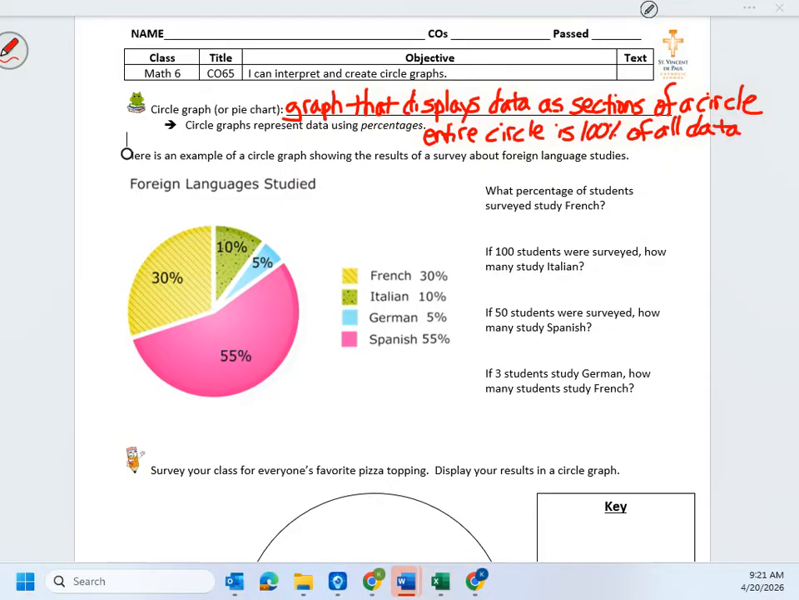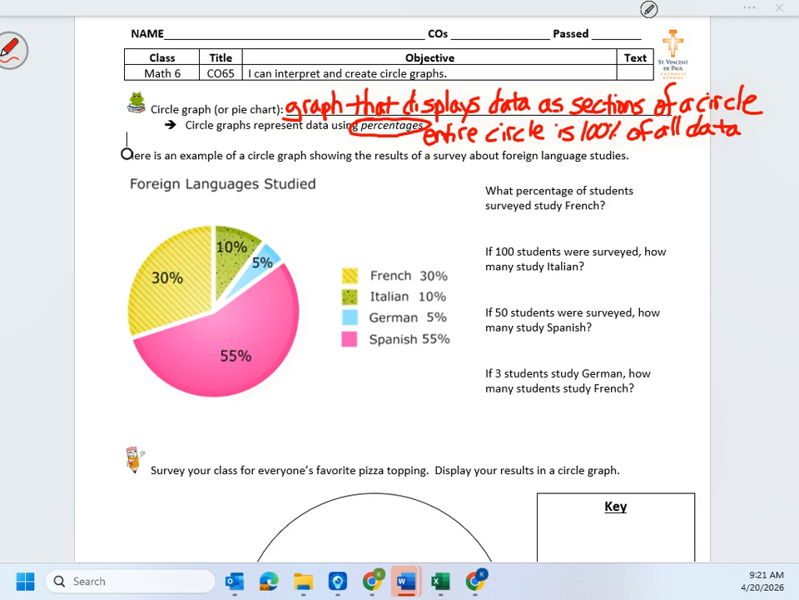So if we had 28 people in the class take a test, that 100% of the circle is all 28 scores. So we use a circle graph to represent those percentages, because we think of that whole circle as 100%. So when we want to look at percents, we look at circle graphs.